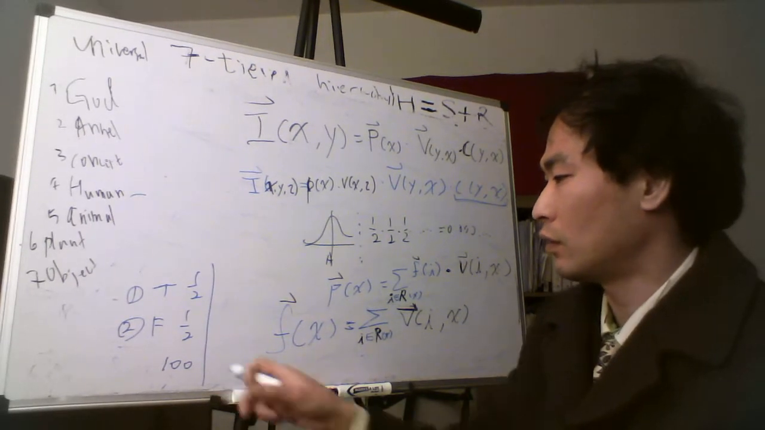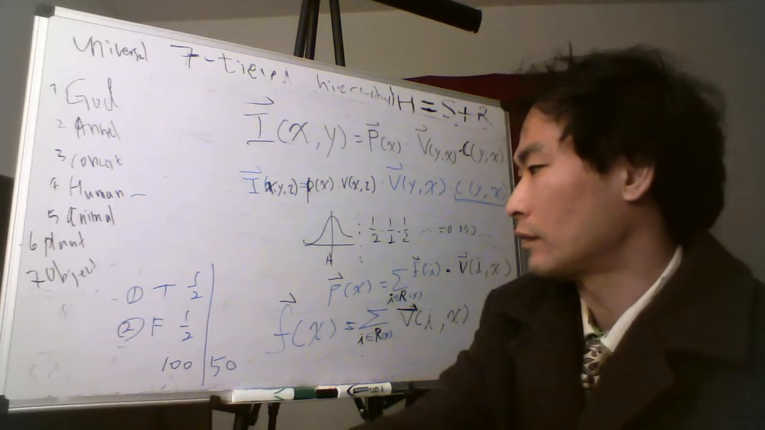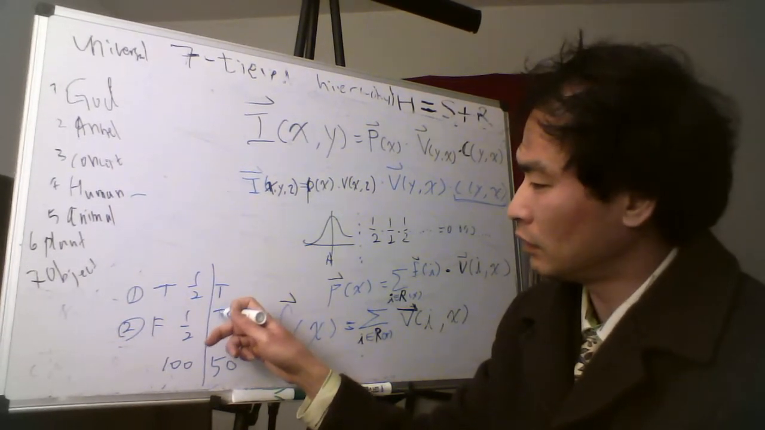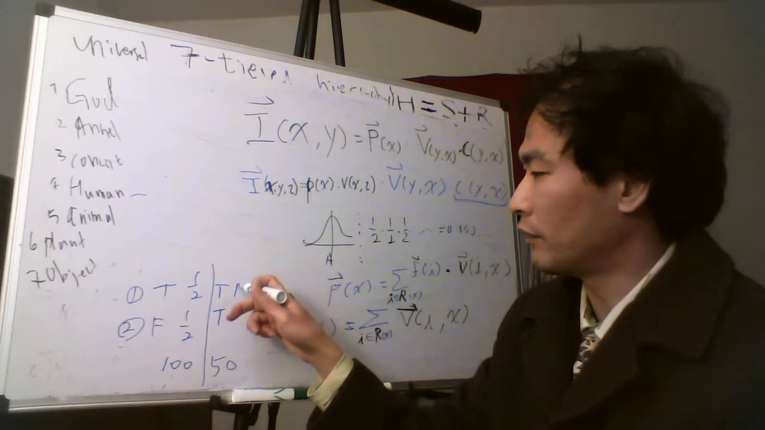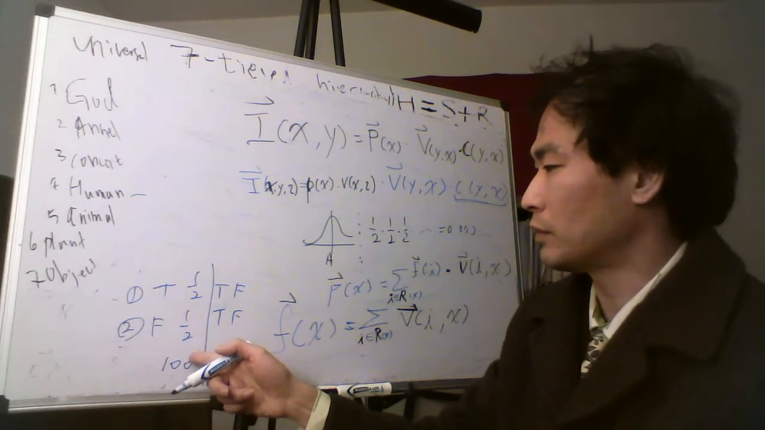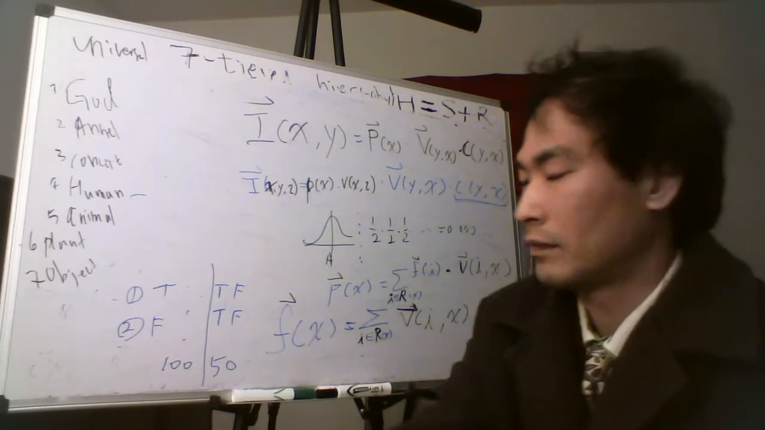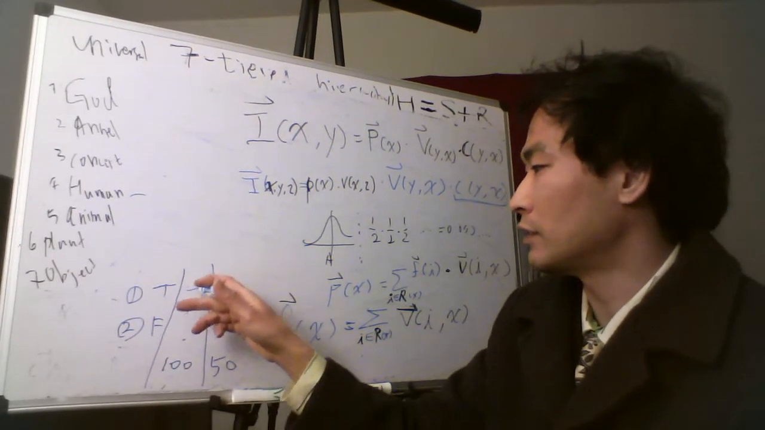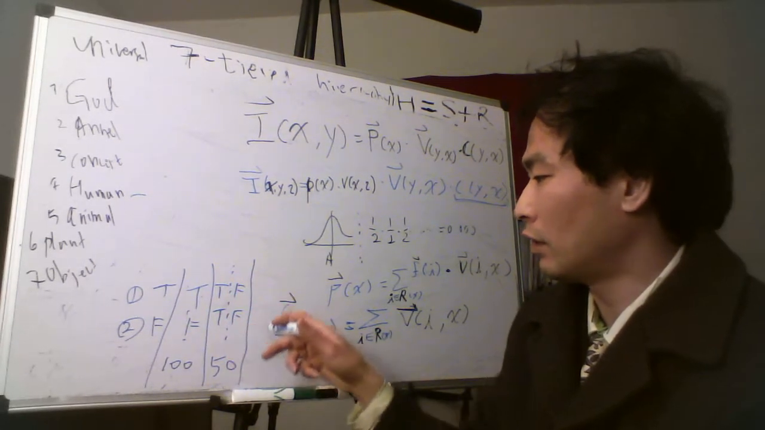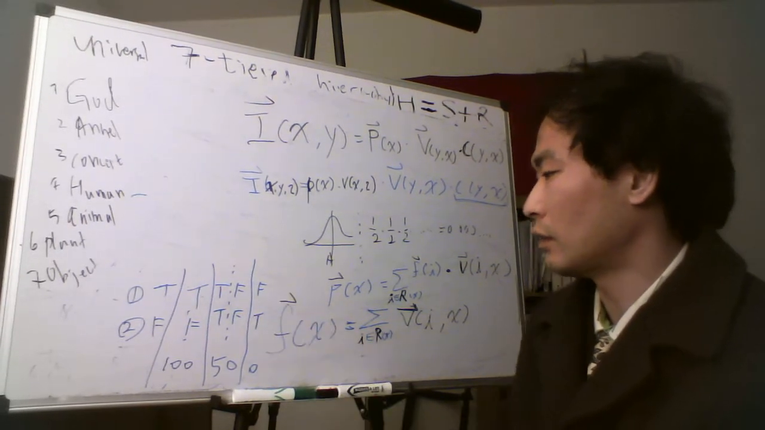To get a 50% score, there are two ways. You answer as TT, or you answer as FF. Okay? Here, you got 100% because you answer as T and F, okay? Here, you got a 0% score. You answer as F and T, okay?